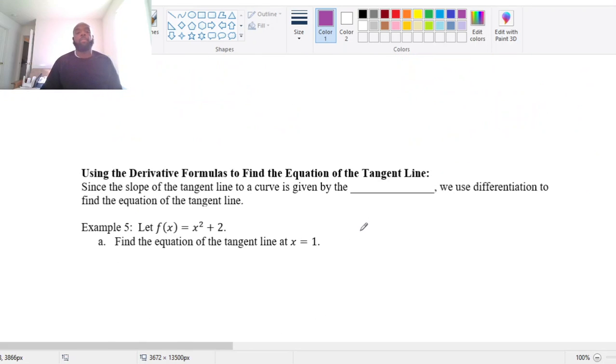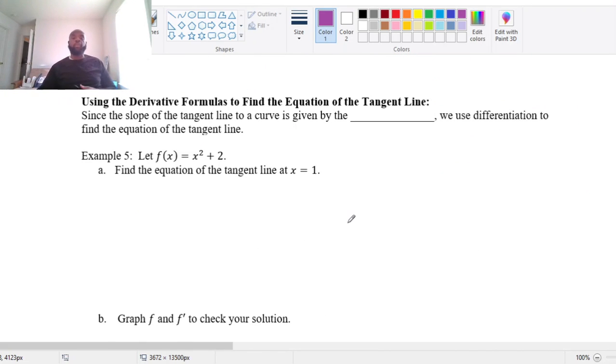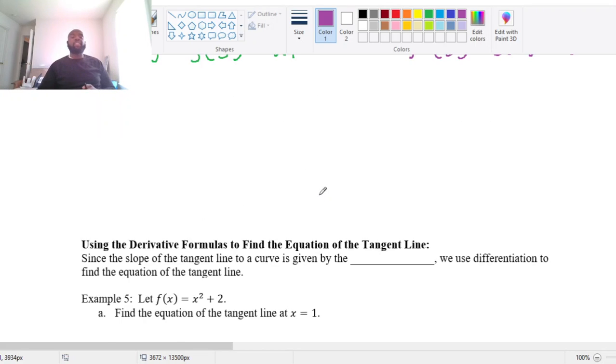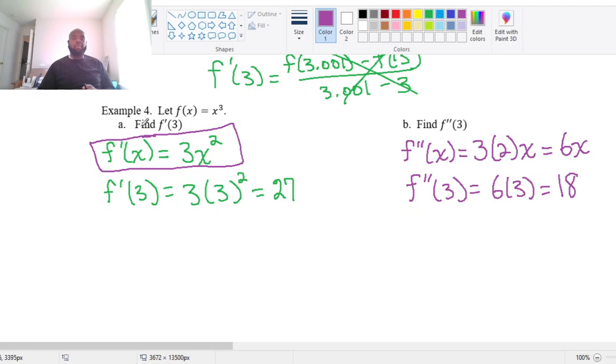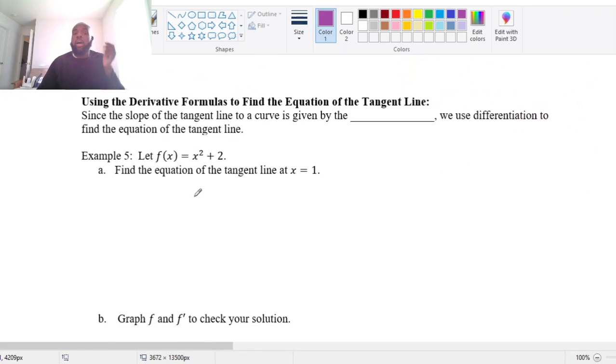Very quickly now. And then the last thing we're going to talk about is using the derivative formulas to find the equation of the tangent line. We've talked about the tangent line repeatedly throughout the semester. Now we can find the equation, right? In this last example here, I just came up with a quick way to find f prime of 3, right? F prime of 3 is the derivative at x equals 3. And remember, a synonym for the derivative at a point is the slope of the tangent line, right? And so since the slope of the tangent line to the curve is given by the derivative, or f prime evaluated at some value a, we use differentiation.